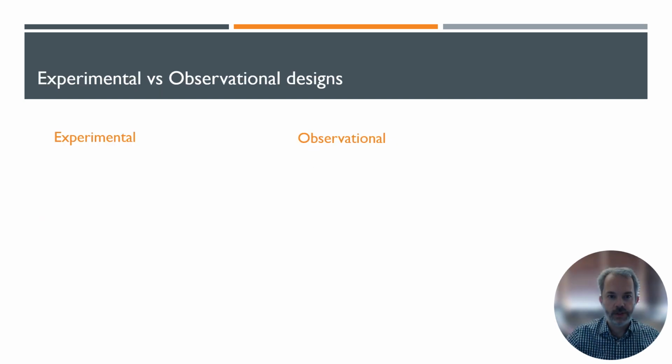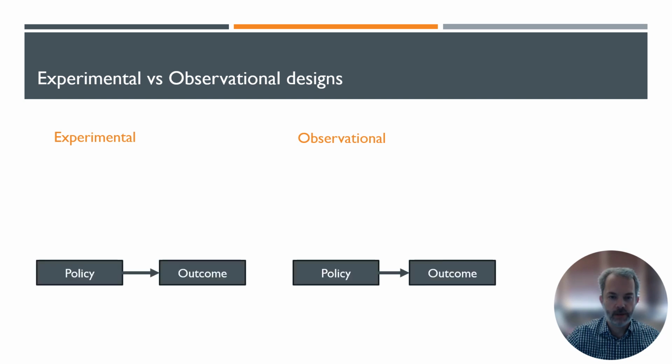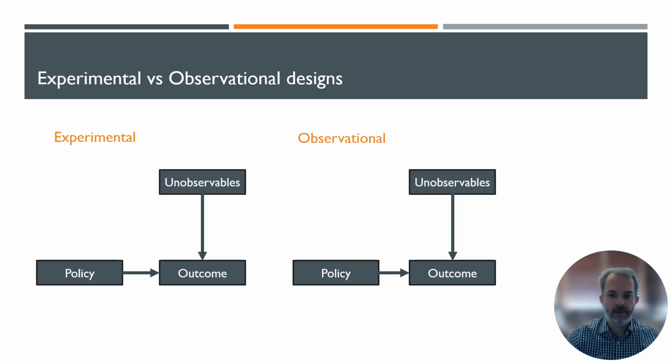Now, let's use these tools to help us understand experimental and observational studies. We're going to be concerned about the effect of a policy on an outcome. In both cases, we'll have unobservables, a Z variable that affects the outcome. What this means is that the value of the outcome depends on some unobservables that we cannot control for. This may or may not be a problem for an analysis of the effect of our policy on the outcome.